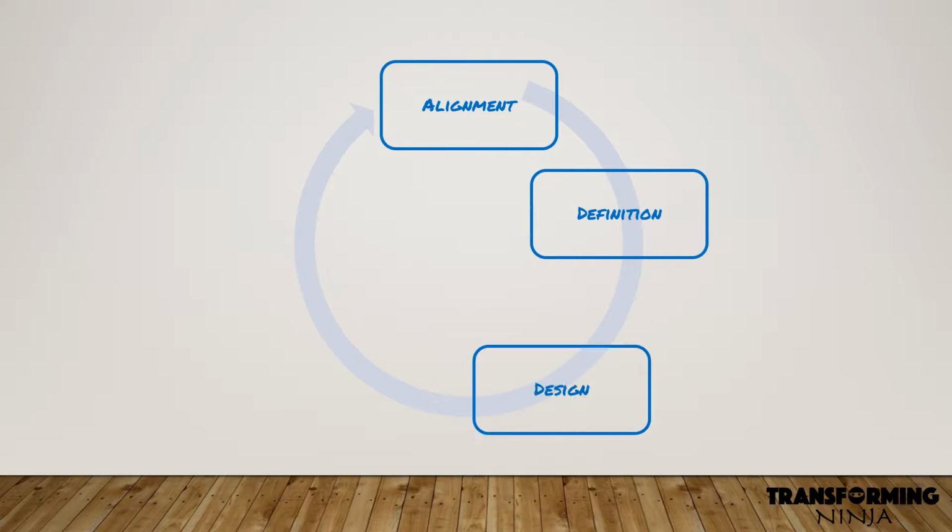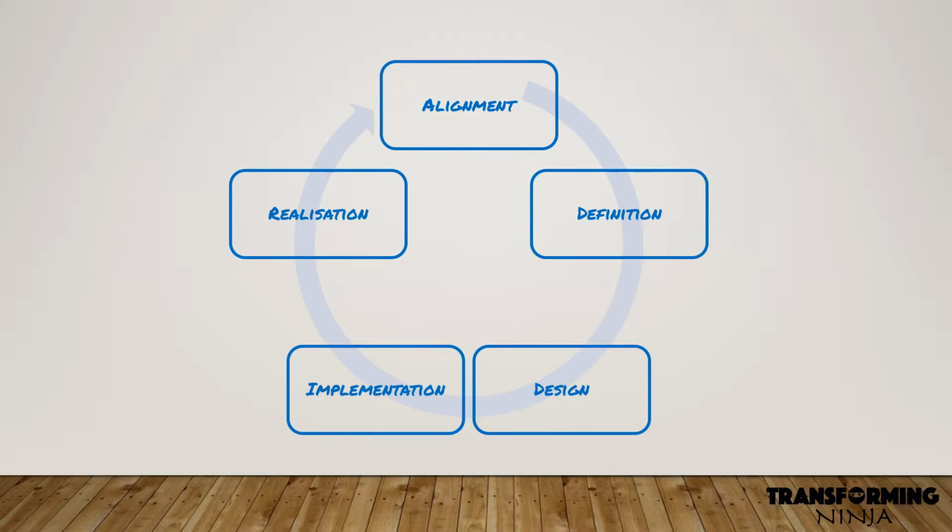The business change lifecycle consists of 5 stages: alignment, definition, design, implementation, and realization. And it's a cycle, which means that once you reach the end of it, you start back at the very beginning and repeat. This ensures that the business is constantly appraising itself against the external environment to remain relevant and in touch with the market.